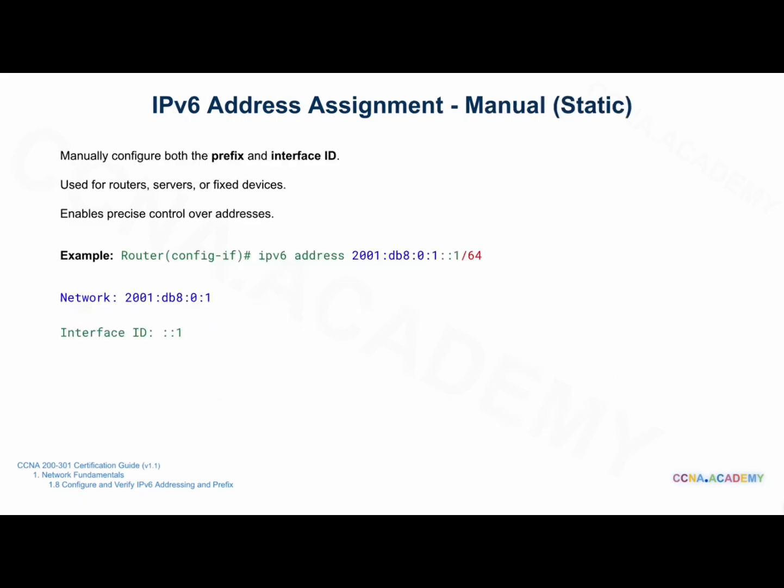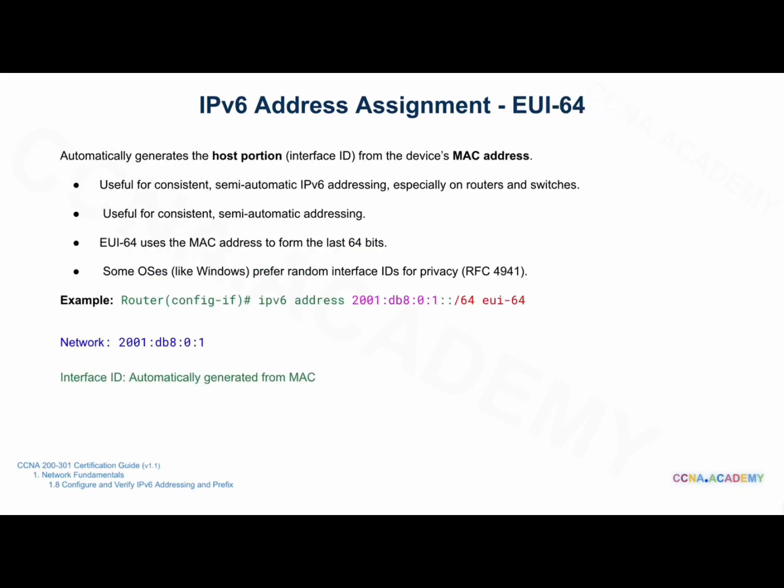Let's go through each one. In manual configuration, both the prefix and interface ID are set by the admin, just like static IPv4 addressing. It's common for routers and servers where the IP shouldn't change. Always include a prefix, like /64, at the end of the address. Don't worry about the commands yet. This video focuses on the theory part of the exam. For now, just remember the key terms. We'll go through the commands and hands-on labs in a separate session.